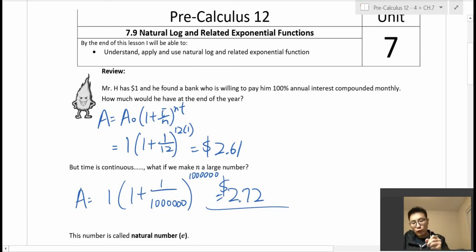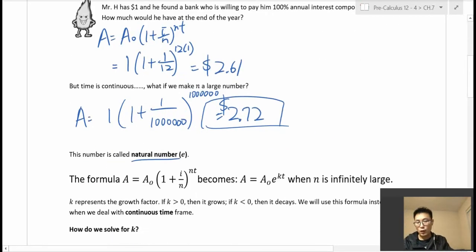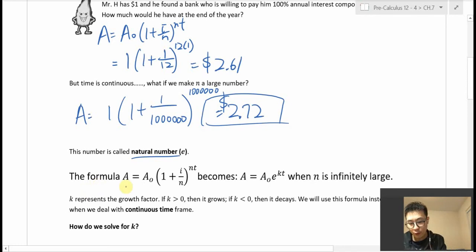Now, this number, 2.72, is what we call the natural number e. You can find that number e on the calculator, actually. So notice the formula A equals A naught times (1 plus i over n) to the power of nt becomes A equals A naught times e to the power of kt when n is infinitely large. Again, e is simply this value right here.